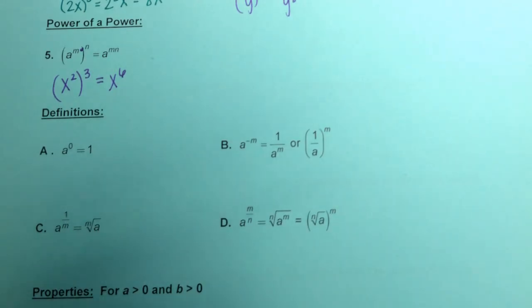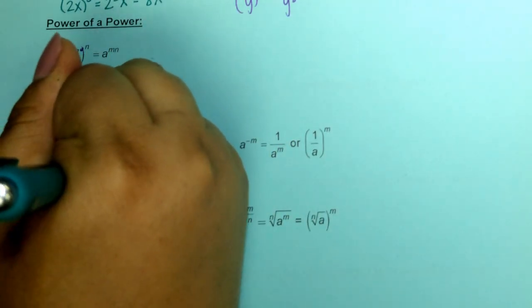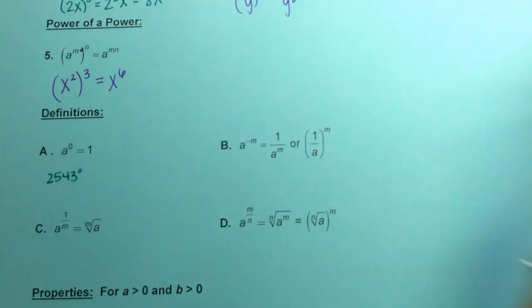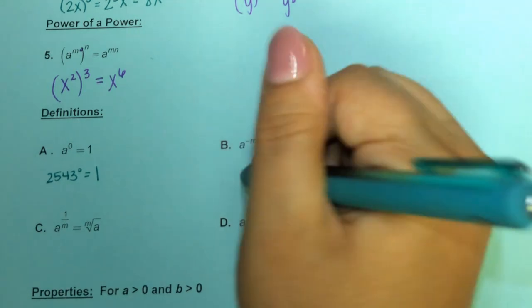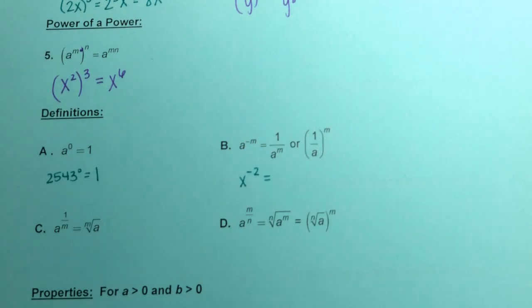Anything to the 0 power is 1. So 2,543 to the 0 power is 1. Anything. All right. Gabby asked about negative exponents earlier. If you have a negative exponent, it cannot be in your final answer. So how do I get rid of it? Move it to the denominator and make it positive. So if I have x to the negative 2, what is that equivalent to?